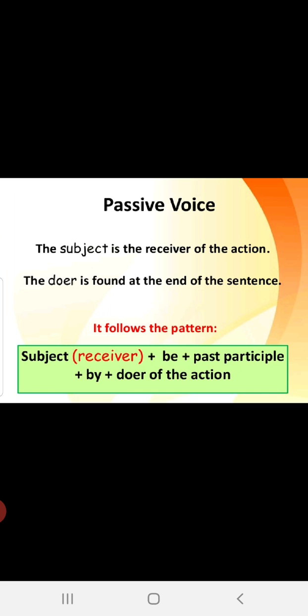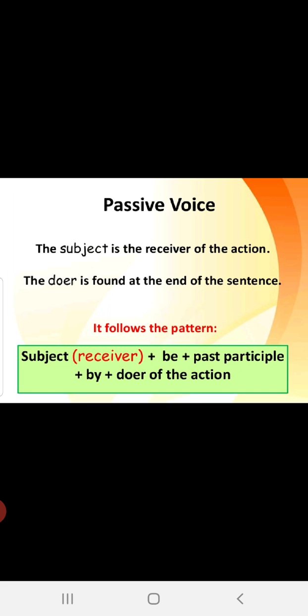Next, see passive voice. The subject is the receiver of the action. Fine. Here we will interchange. The subject is the receiver of the action, meaning the object becomes the subject. The doer is found at the end of the sentence, meaning the subject who was active in the active voice is now in the place of the object, at the end of the sentence.